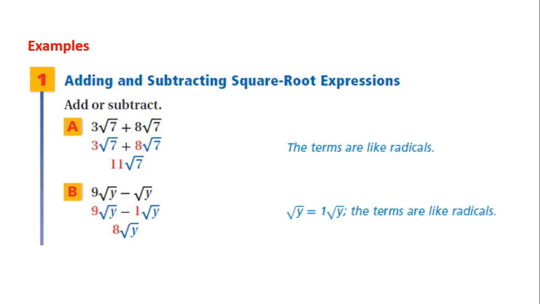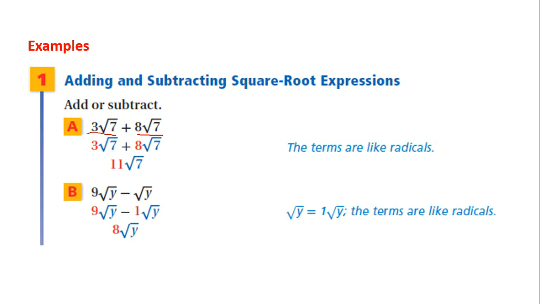Now look at the first example here, adding and subtracting square root expressions. Add or subtract. Look at the first one. Again, we have here 3 radical 7 plus 8 radical 7. The radicals are the same, so we only add the coefficients. 3 plus 8 is 11. Radical 7, we put it as it is. We don't do anything with the radical.